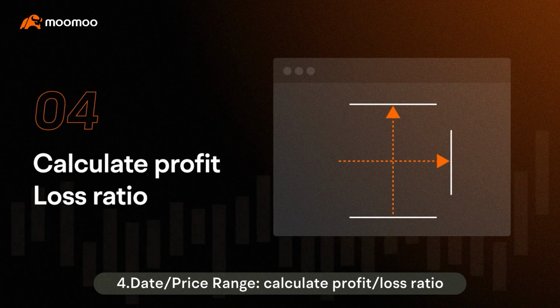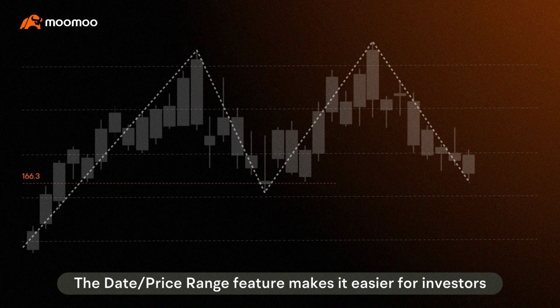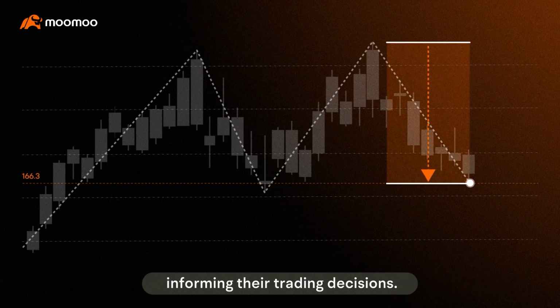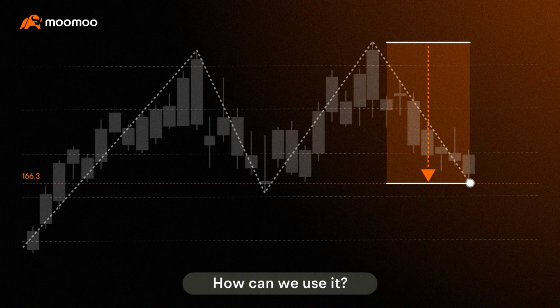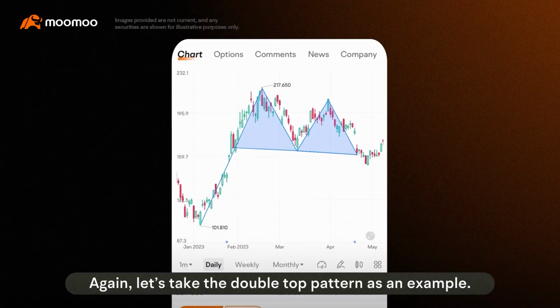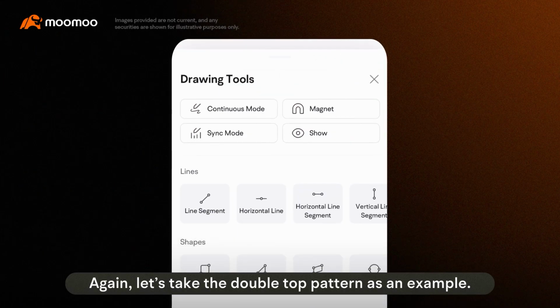4. Date price range. Calculate profit-loss ratio. The date price range feature makes it easier for investors to predict price changes and target prices, informing their trading decisions. How can we use it? Again, let's take the M-top pattern as an example.